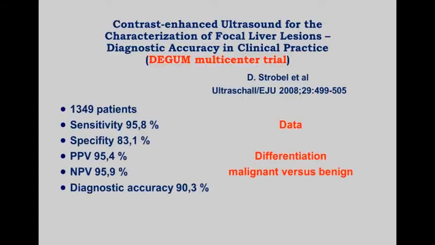So first I introduced techniques, and right now we will talk about data. The DEGUM, Deutsche Gesellschaft für Ultraschall in der Medizin, multi-center trial has proven in more than 1,000 patients a high sensitivity, high specificity, and very good positive and negative predictive values with a finally diagnostic accuracy of 90%. Many other studies have proven that differentiation of benign and malignant lesions is possible.